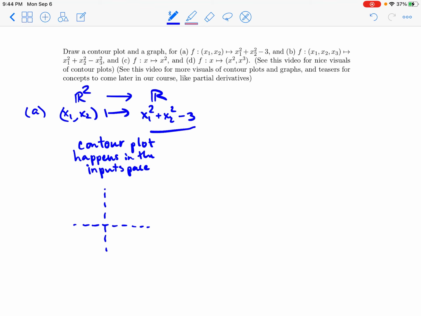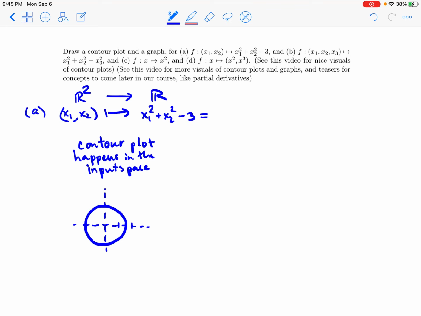And let's see, in this case, this map is very much related to circles. So the preimage of 0 will be the circle of radius root 3. So like if this is 1, this is 2, then maybe root 3 is somewhere in here. So all these points on this circle are mapped to 0 under this map.